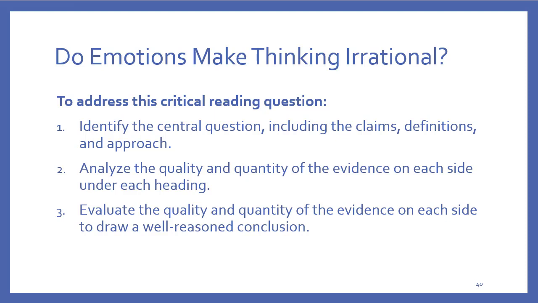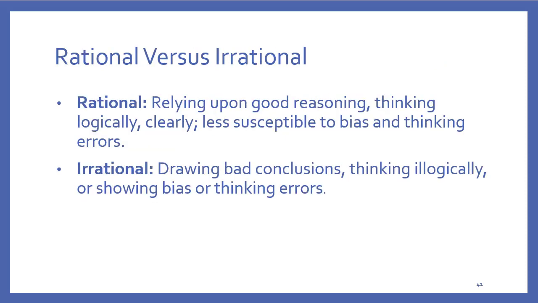So, do emotions make thinking irrational? I think probably a better question is, how irrational do emotions make thinking? But we'll go with what they gave us. Okay. So, rational means that we rely on good reasoning. Everything's logical. We're eliminating bias. We're free from thinking errors. That would be a perfectly rational way to go through life and to think. Can we always do that? The answer is no. But would we like to? Probably.